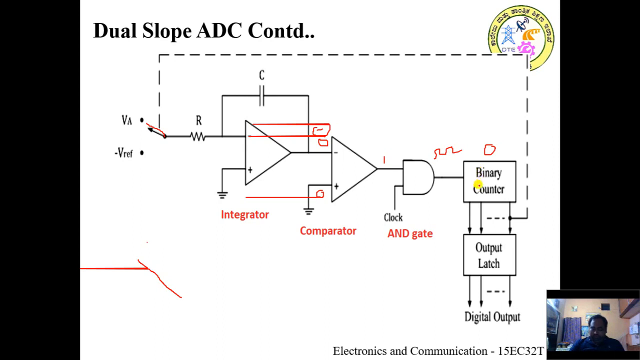Here, once it is passed to the counter stage, the counter will start doing an up count operation. Up count operation in the sense, let's say initially it was 0, now it starts counting in the upward direction, that is 1, 2, 3 like that. And the negative ramp continues for the fixed time period T1, which is determined by the count value in the counter.